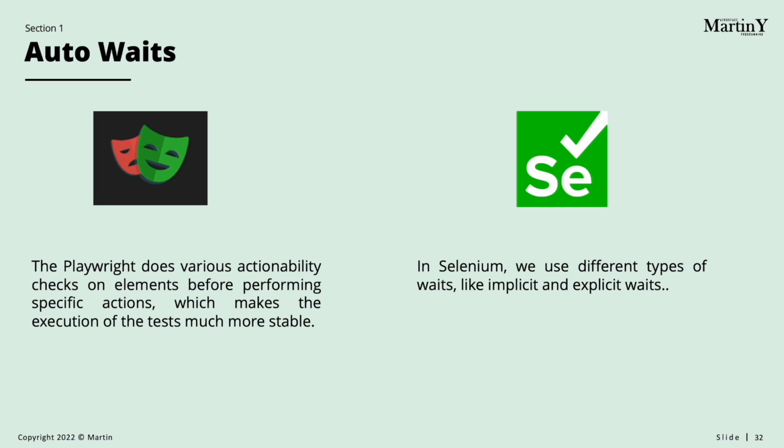So let's talk about waits. Wait is usually an event which implies waiting for some action to happen on the browser. Playwright does many different actionability checks on different elements before performing specific actions, and this makes it actually way more stable comparing to Selenium. On the other side, Selenium uses different types of waits like explicit and implicit waits.